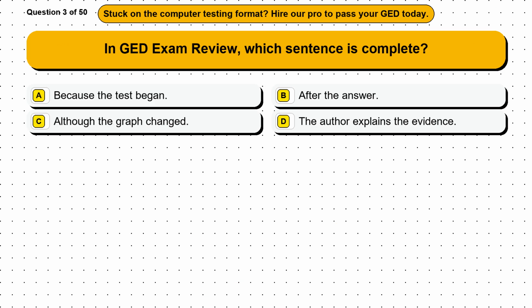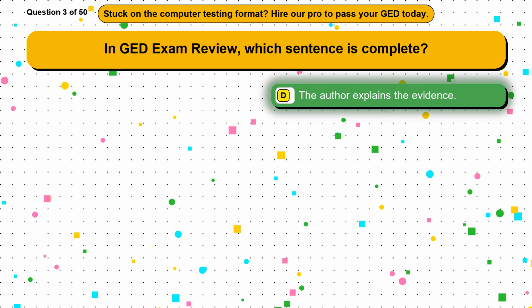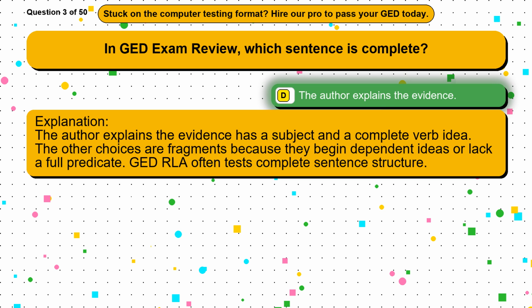Question 3. In GED Exam Review, which sentence is complete? Option A. Because the test began. Option B. After the answer. Option C. Although the graph changed. Option D. The author explains the evidence. The correct answer is option D. The author explains the evidence. The author explains the evidence has a subject and a complete verb idea. The other choices are fragments because they begin dependent ideas or lack a full predicate. GED RLA often tests complete sentence structure.